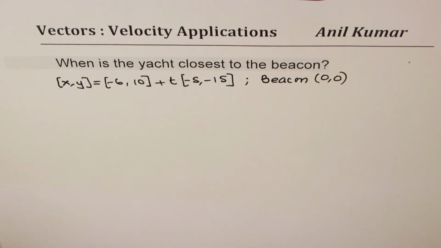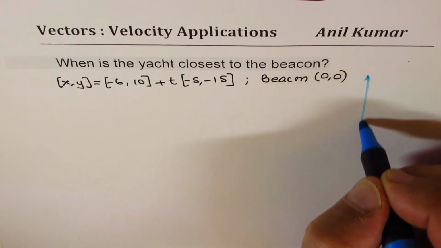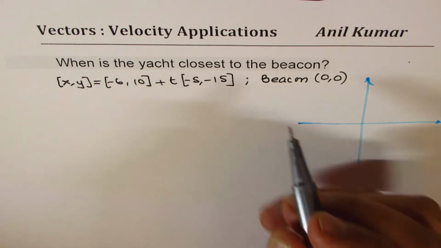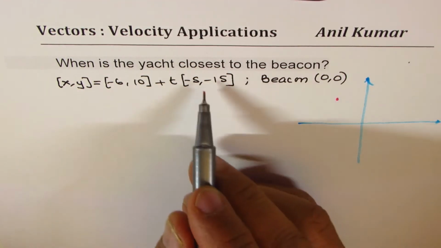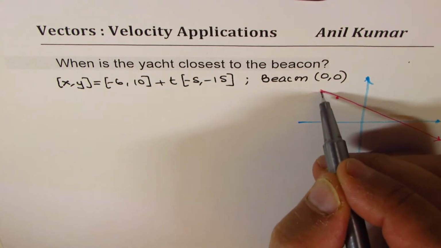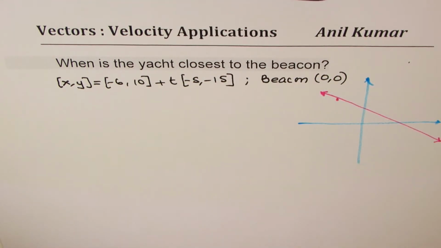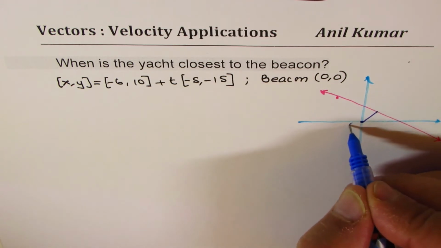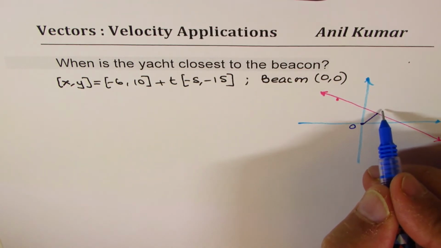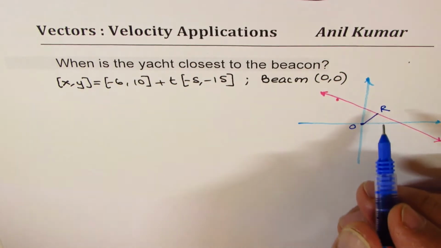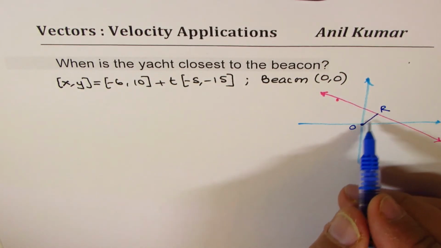So what we are trying to say here is, let's say the initial position is (-6, 10) somewhere there, and it moves (-5, -15), kind of like this, less in this direction. So that's the path. Now we want to find the closest distance from the origin. So that is O. Let this point be any point R on this line, which is the path of the yacht, correct? Now, in general, what is OR equal to?